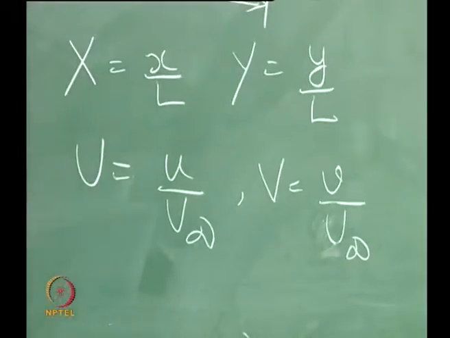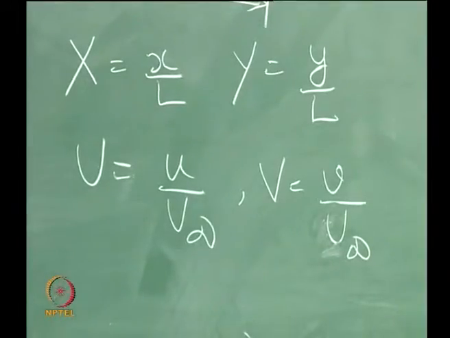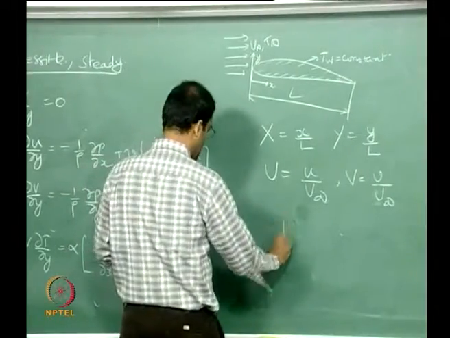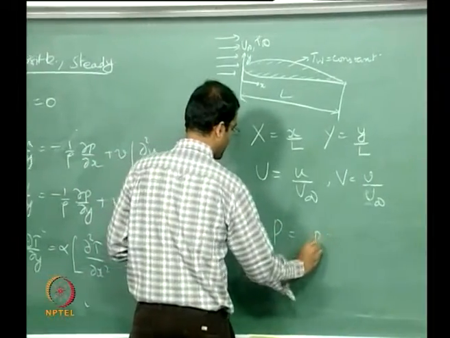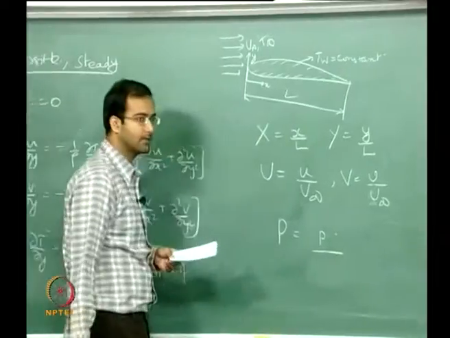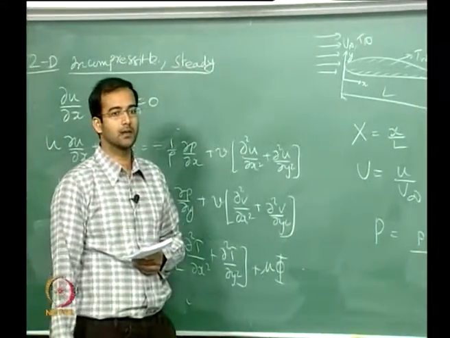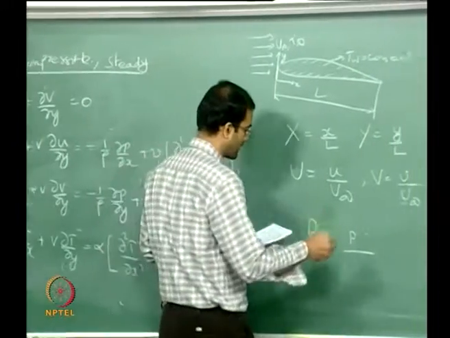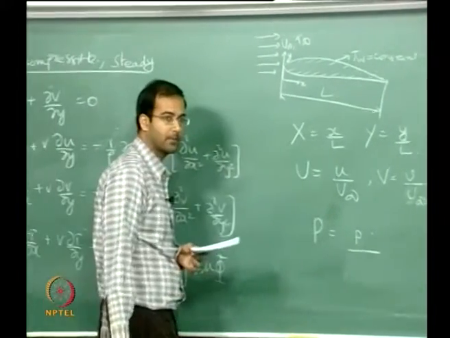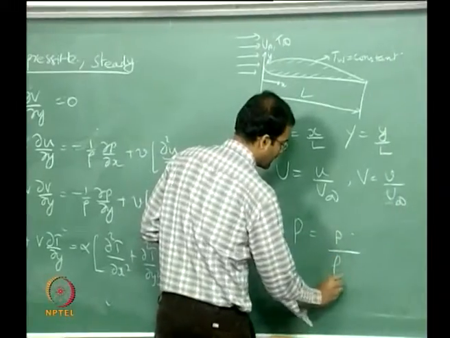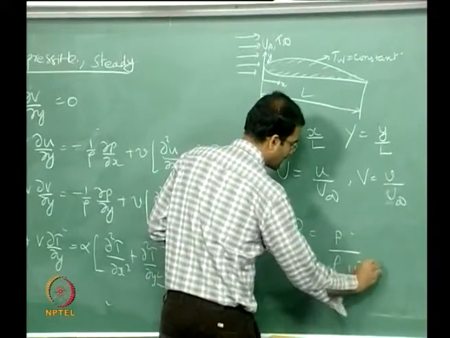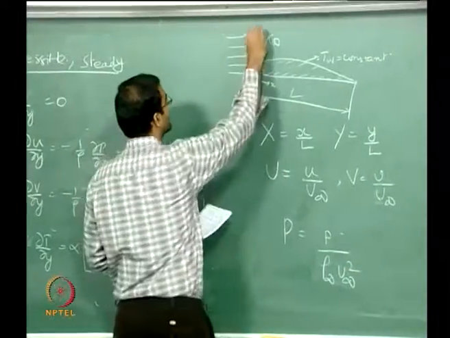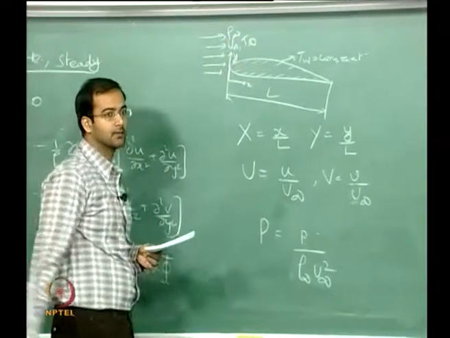Now coming to pressure, so velocities and coordinates are done. I am just going to introduce a capital P, which is equal to the small p dimensional P divided by... so how do we non-dimensionalize the pressure? I am going to cut the half term because it does not make much difference. Rho infinity u infinity square. So the free stream density is rho infinity.